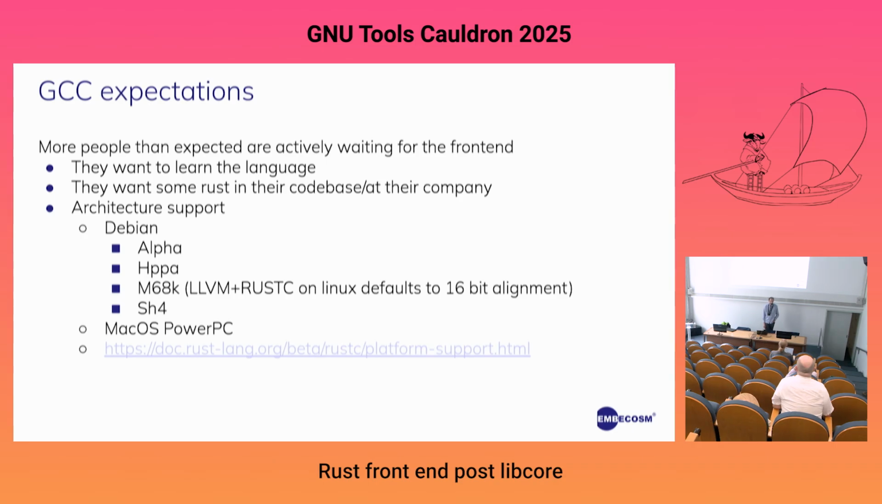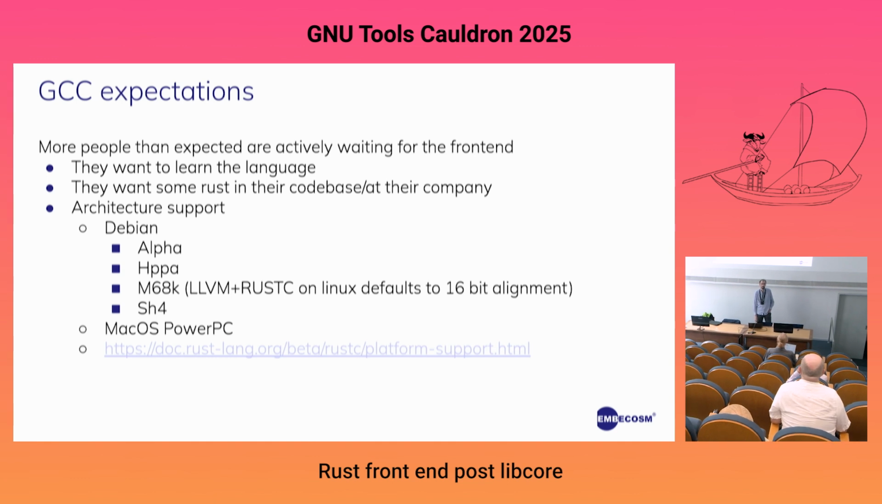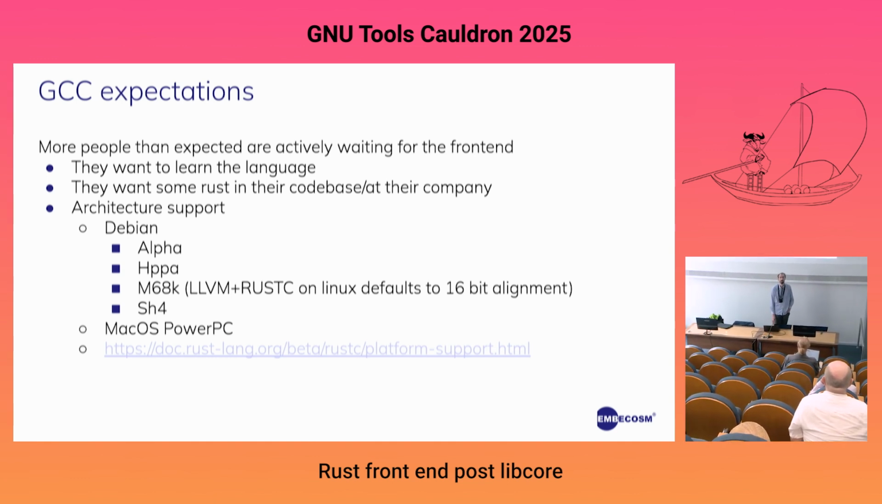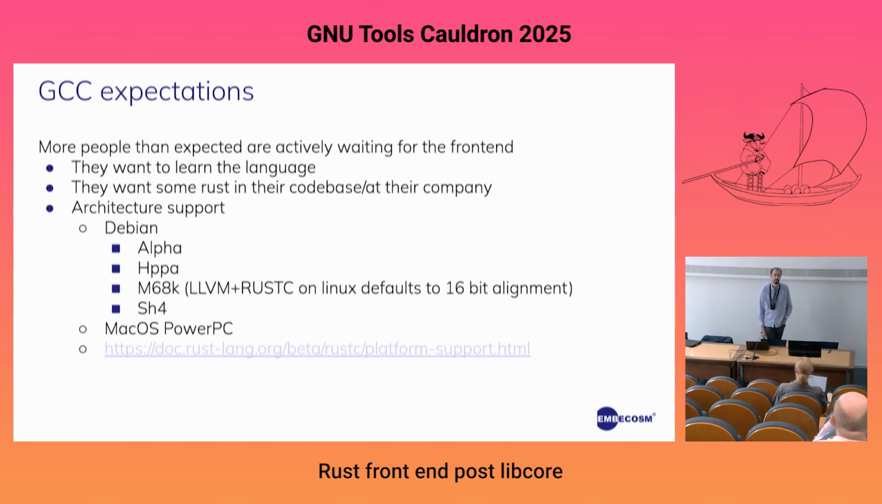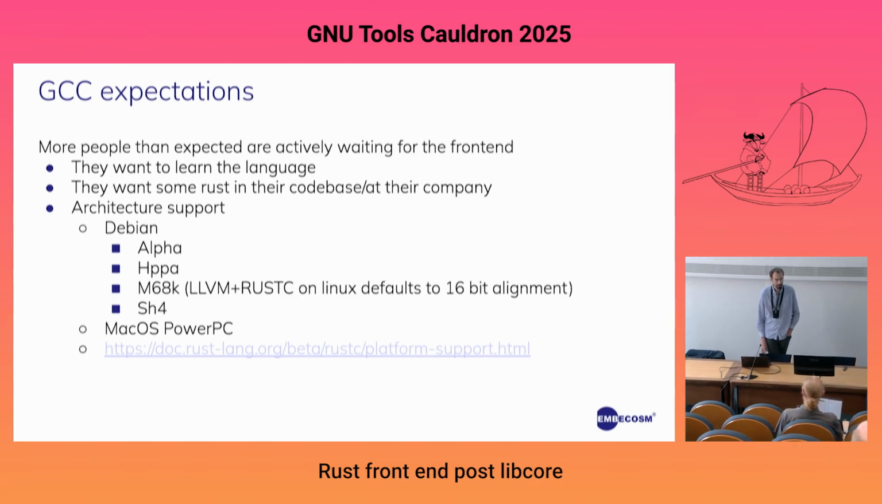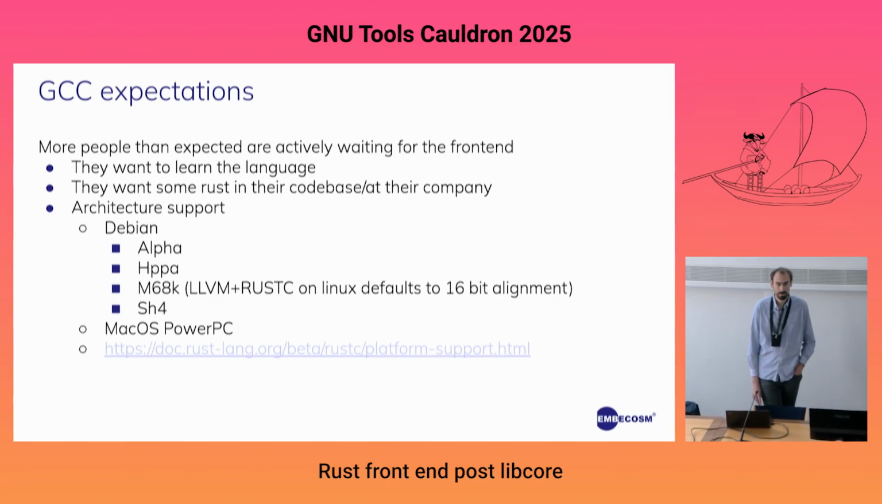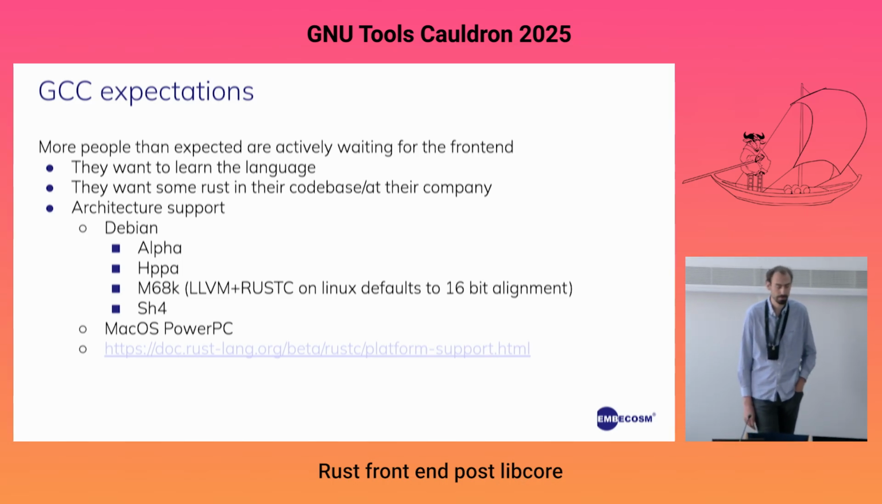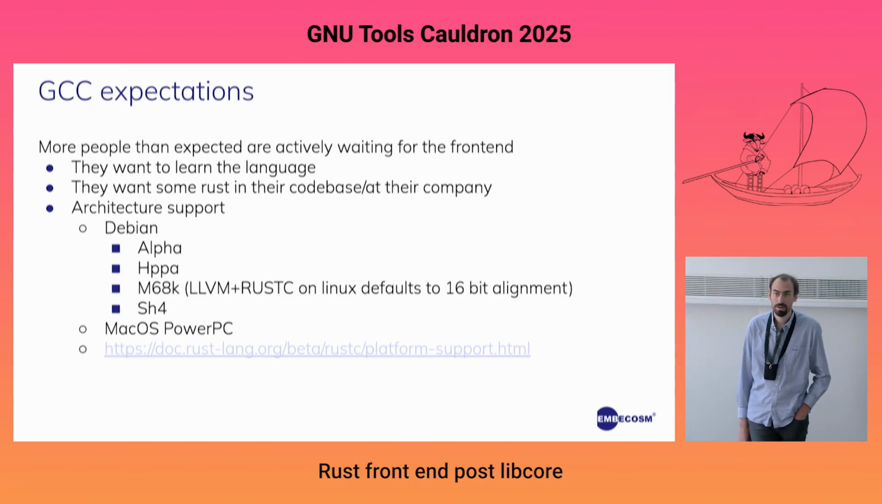And finally, there's a question about architecture support. Basically, rustc, the current official Rust compiler, doesn't support as many architectures as GCC does. So this brings some problems for some people at Debian, who are looking to support some packages for some old architectures such as Alpha, HPPA, Motorola 68K, or even SuperH.